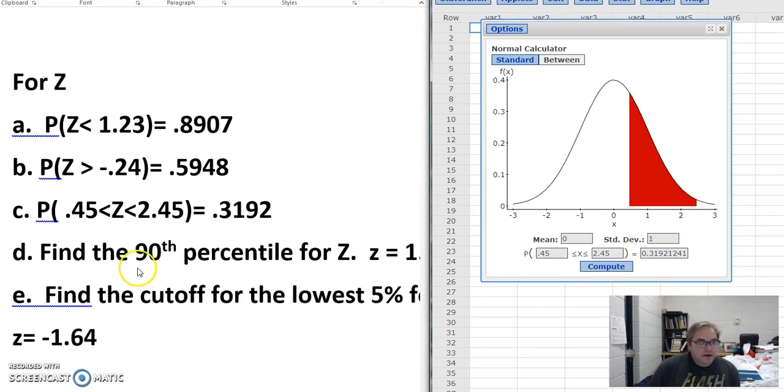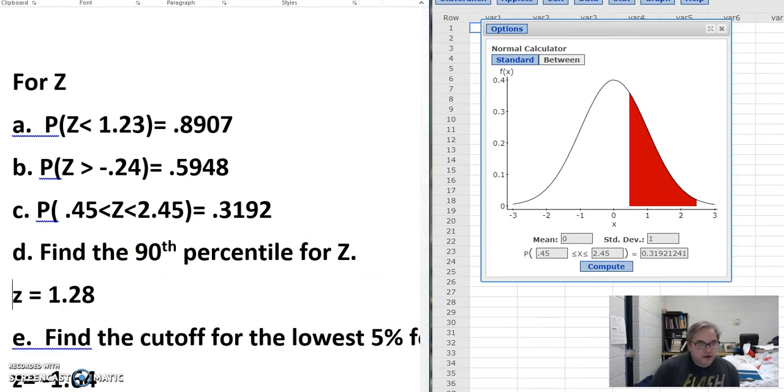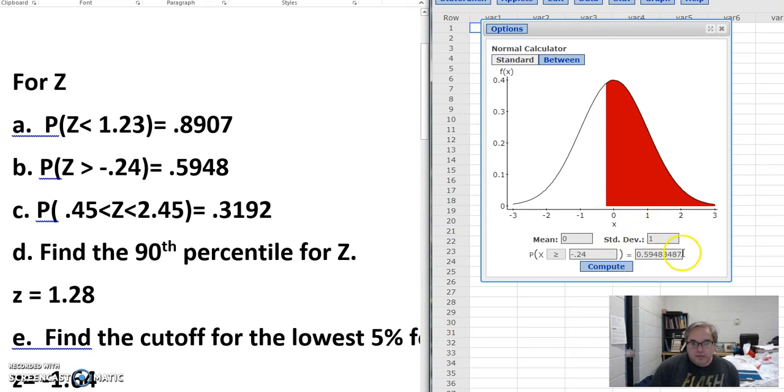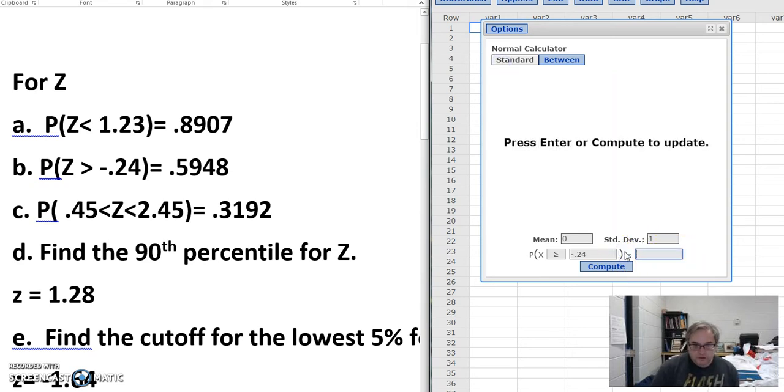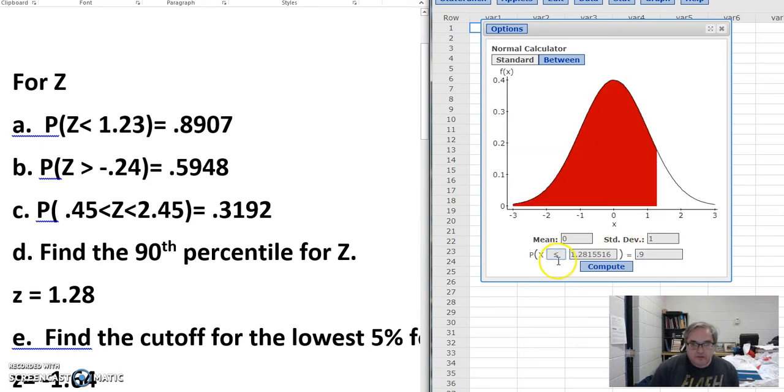Next one, find the 90th percentile for Z. Well, change this a little bit. If I want the 90th percentile for Z, I go back to standard. I'm going to clear this and clear this. I want a percent, so I'm going to put the percent I want in, 0.9. And I have to flip this symbol. I want x's less than this number. That will be 90%. The red is 90%. That would give me a Z value of 1.28.